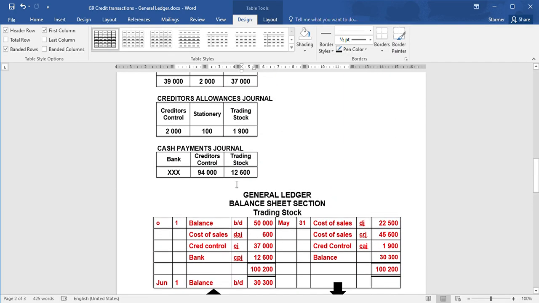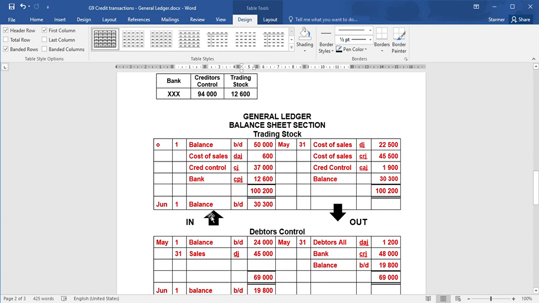Okay, then for the last journal we come to our CPJ. This is used when we pay for items. The first thing we paid for was trading stock. It means we bought trading stock, so trading stock is coming into the business, and this time your details is bank. So it's only when you get to your CPJ that you write the word bank.